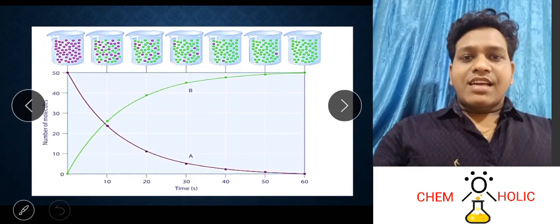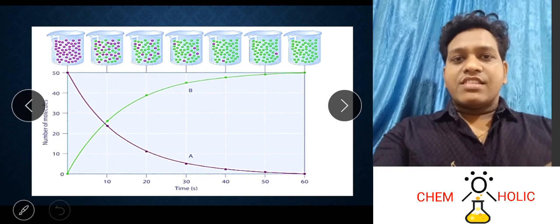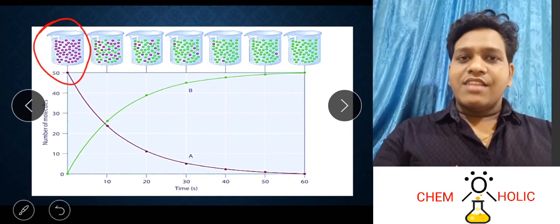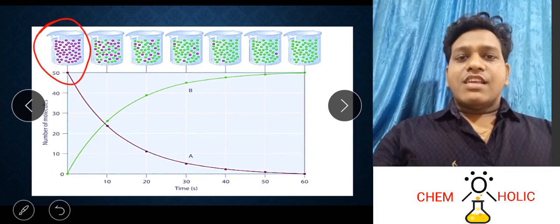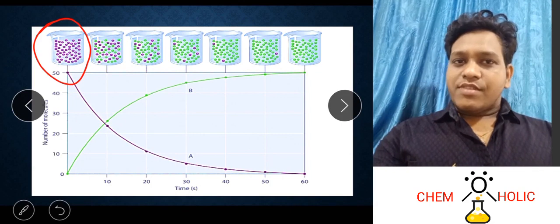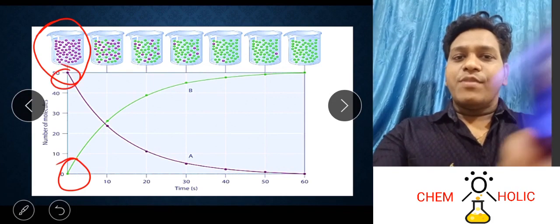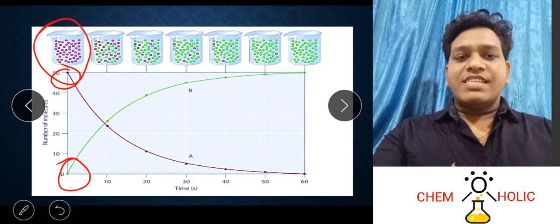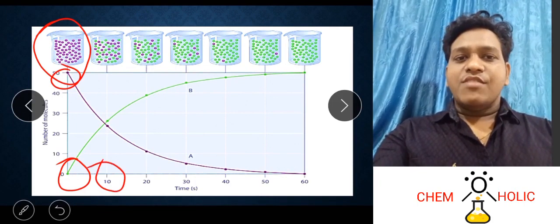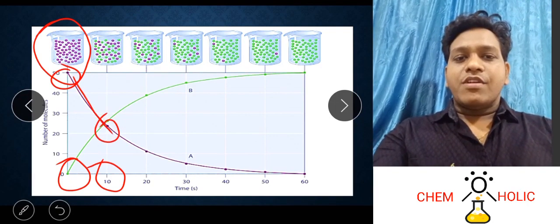To understand this well, one diagram is given. We can see in the first container, when the reaction was started, initially the reactant was full and the product was 0. Here you can say the reactant was 50 and the product was 0. After some time, after 10 seconds, the reactant reaches here, and the product also reaches there.